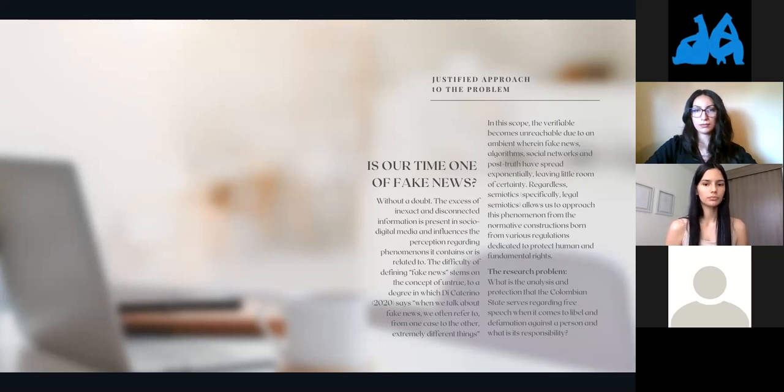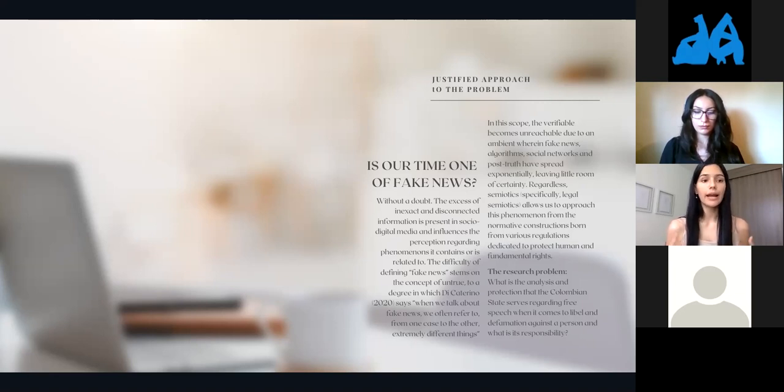When we speak about fake news, there's two subjects to take into account: the ones that create the fake news story and the ones who reproduce the fake news story. Despite our legal systems knowing about this issue, they can do little to regulate it.